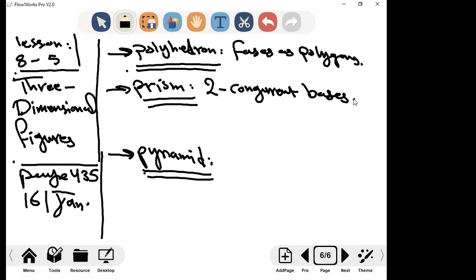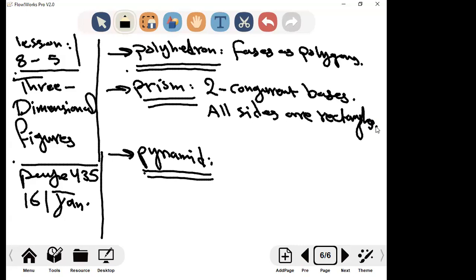How about the sides around? All of them are rectangles. Look at this side, rectangle. And there, rectangle. And here, rectangle. And here, rectangle. So 2 congruent bases, all sides are what? Rectangles. How do we name it?